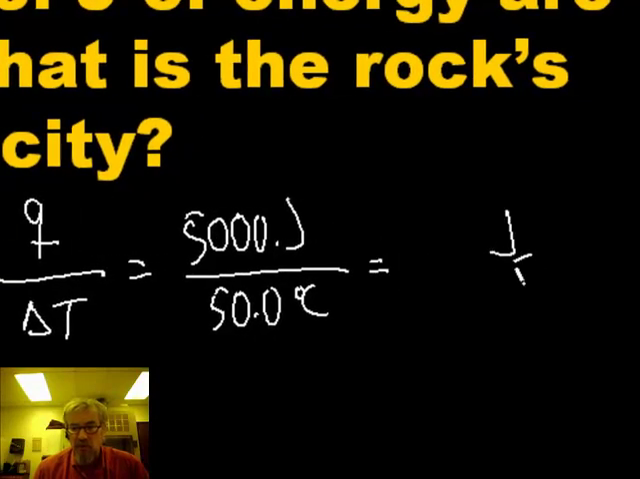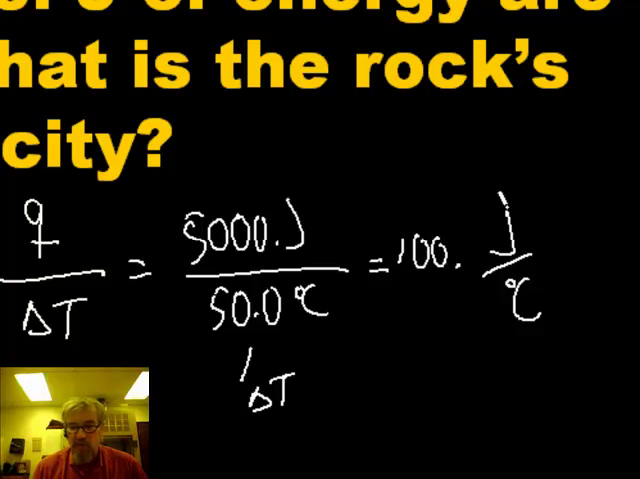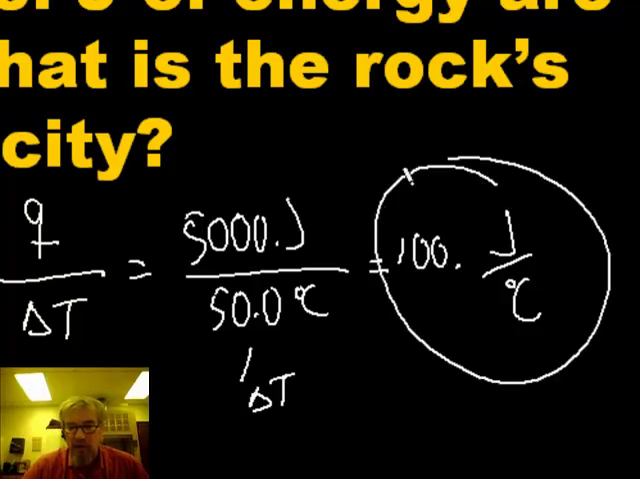The units will be joules per degree C, and since this is a difference in temperature, I could also write joules per Kelvin. If I take 5,000 divided by 50, I get 100. To three significant figures, it's 100 with a decimal point. So 100 joules per degree C is the heat capacity of that rock.